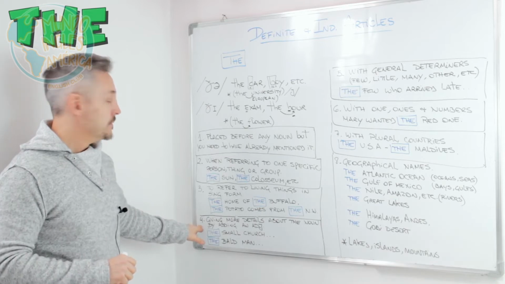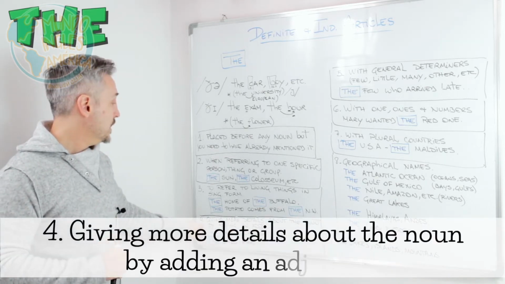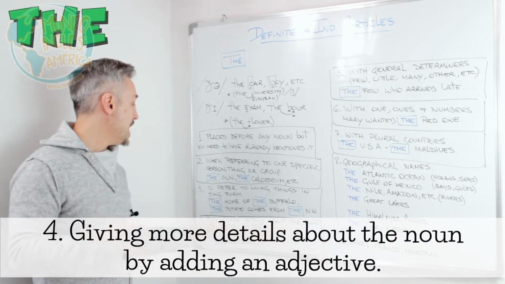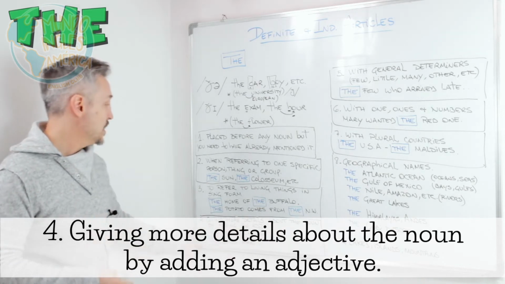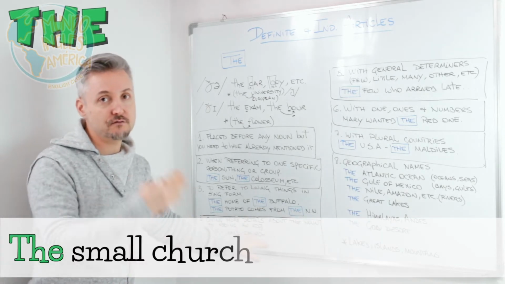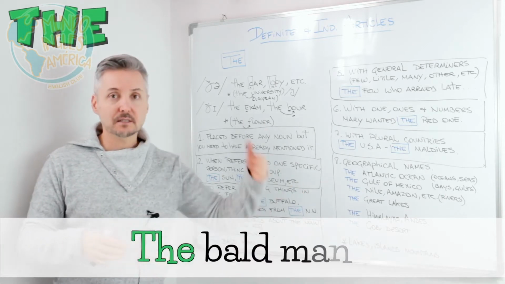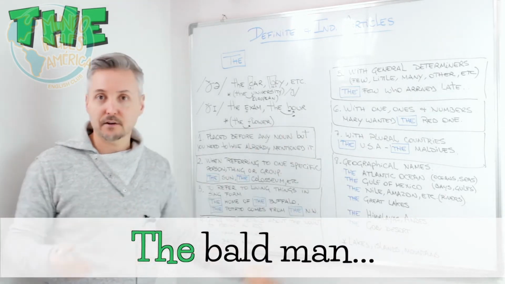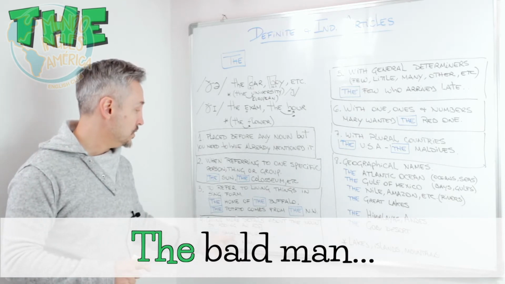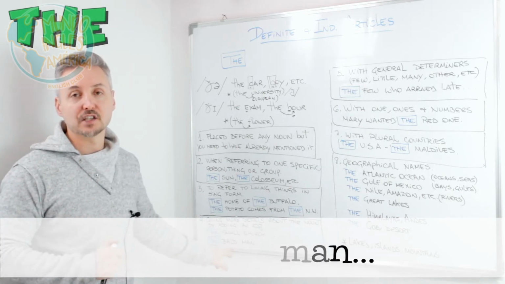Now, for the 4th rule, giving more details about the noun by adding an adjective. So, the small church in Rome is very beautiful. The bold man just fell off the ladder, for example. The bold and small are adjectives.